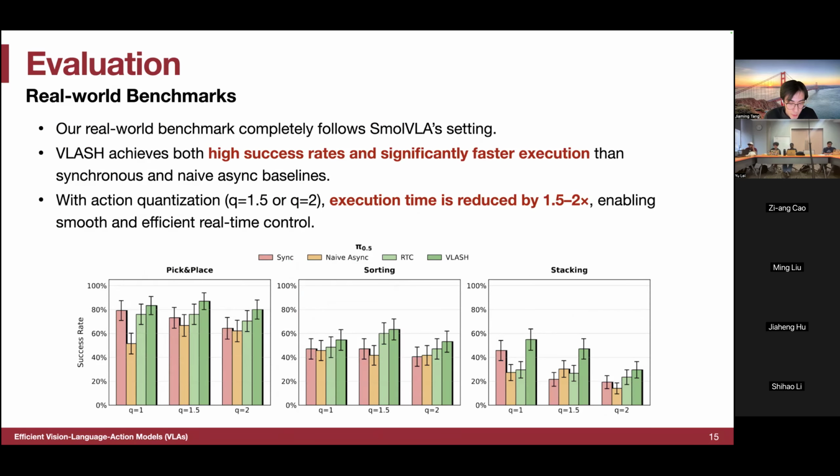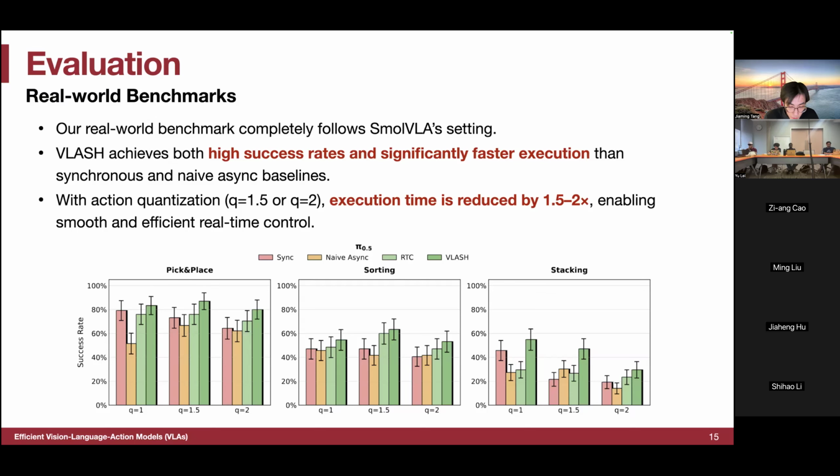Our real-world benchmark follows the small VLA setting. These tasks verify that our methods don't hurt the general manipulation capability of different VLA models, and demonstrate that asynchronous inference can not only improve the reaction speed, but also the accuracy by enabling smoother actions. We can see our method consistently achieves the highest success rates across all the tasks and all the action quantization factors. Our method is also more robust to action quantization than all the baselines.